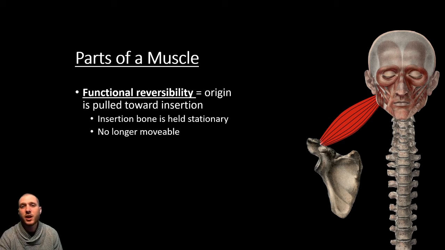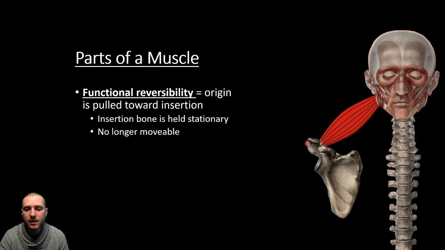But this is only a general rule. There are scenarios in which the origin can be pulled towards the insertion. And when this happens, it's going to be known as functional reversibility. Functional reversibility is when the origin goes towards the insertion.